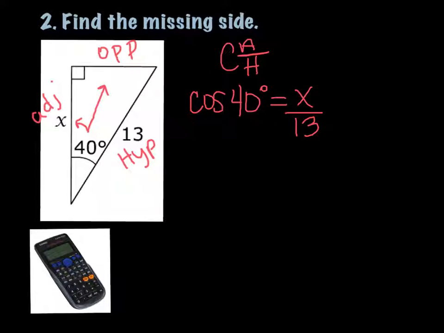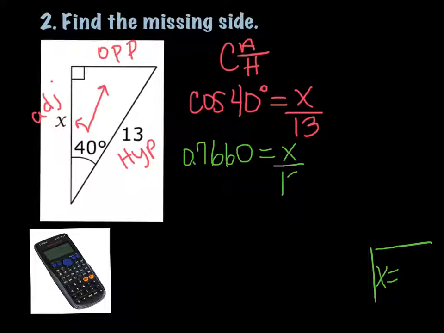Okay, now we just have to solve this. Let me go ahead and put a spot for my answer. X equals, okay, so we're going to multiply both sides. Actually, let's go ahead and figure out cosine of 40 first. That'll be a little bit easier. Cosine of 40 in my calculator equals 0.7660.